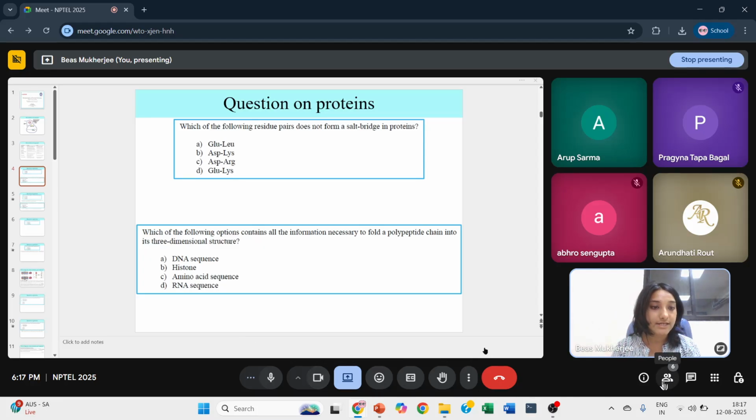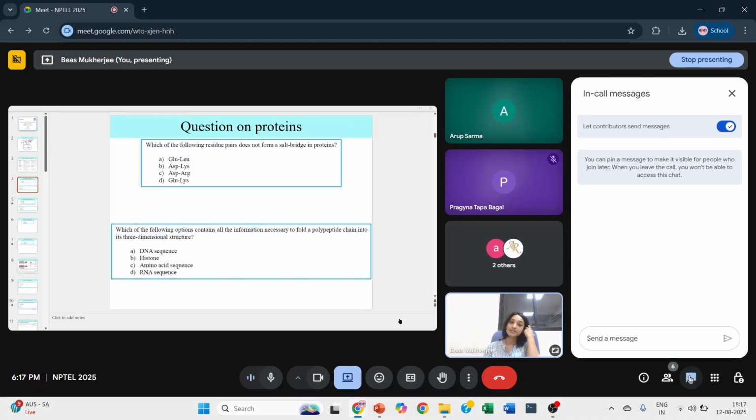Okay, right. So you can type in the chat box. So the first question is, which of the following residue pairs does not form a salt bridge in protein? Okay, if you remember, a salt bridge is between a positively charged and a negatively charged residue. Right? So which of these residue pairs will not form a salt bridge? Okay. So this is the first question and you can try answering it. And for the second question, which of the following options contain all the information necessary to fold a polypeptide chain into a three-dimensional structure?